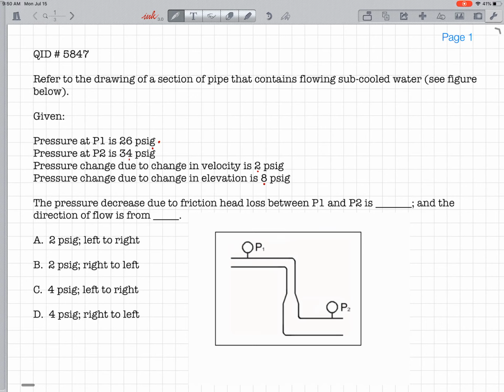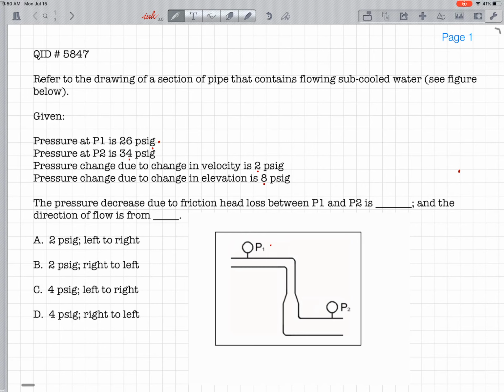I don't see any other numbers. Got a drawing. So now we read the question. Refer to the drawing of a section of pipe that contains flowing subcooled water. See the figure below. Given pressure at P1 is 26 psig. There's P1. Pressure at P2 is 34 psig. Pressure change due to velocity is 2 psig, and pressure change due to change in elevation is 8 psig.